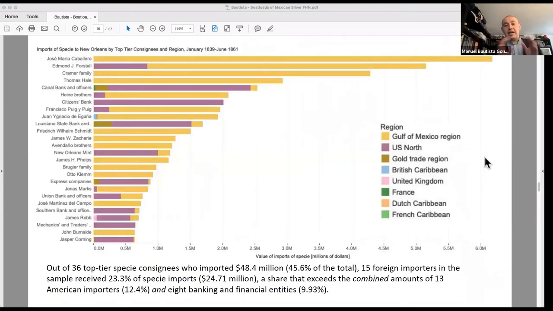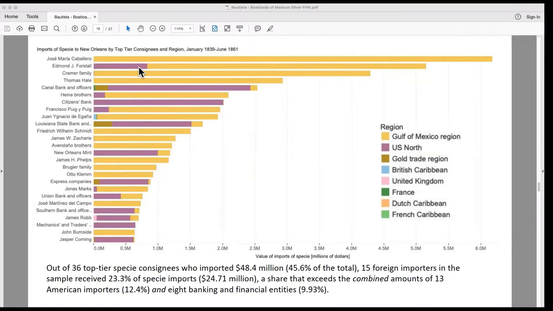So once I aggregate, on the one hand, the specie imports made at the firm level, and then correlate them with the individuals who are the main partners in each partnership, we have that most of the specie being brought into New Orleans was carried on by a collection of Americans and foreigners. There are Spanish people here, there are French people here, there are Germans here, there are some US Northern agents, and then there's also some Scotsmen and Irishmen.